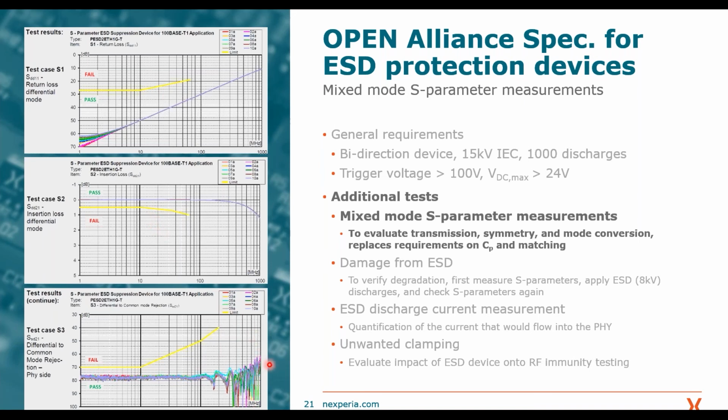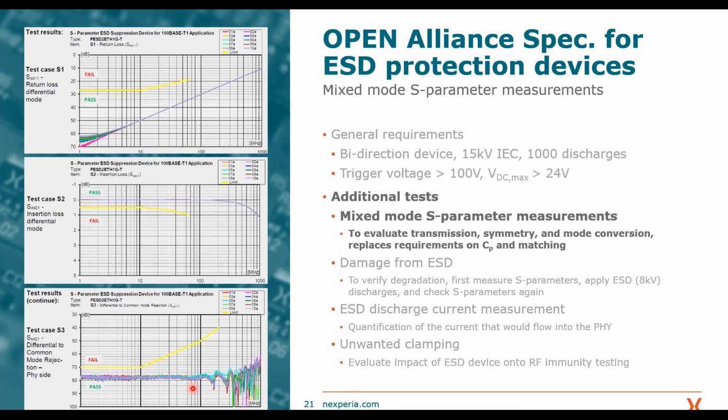In addition, due to the fact that we have differential signaling, we also want to have only differential mode. So the common mode is not wanted here, and therefore this additional mixed mode parameter test is done. This gives you an idea how much of the differential mode is converted into the common mode, and therefore also the targets are very tough. So this limit, this yellow line, is very low, and you need to be below the limit.